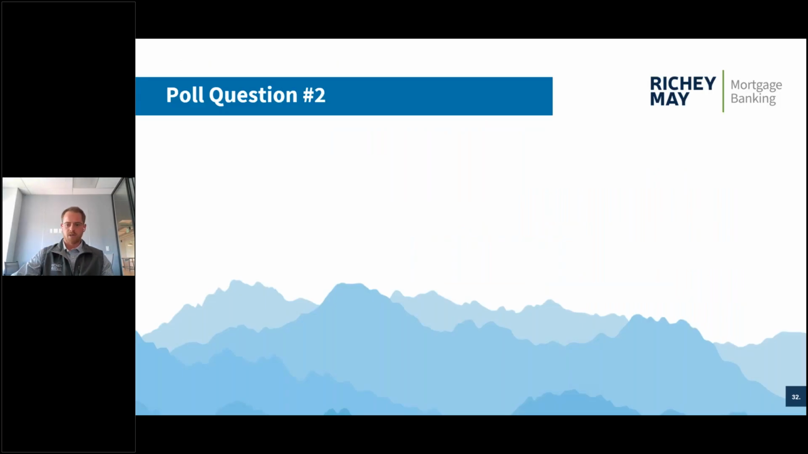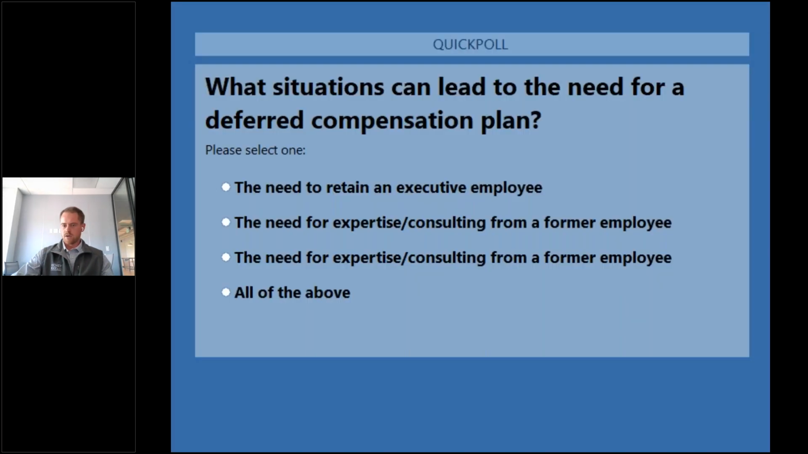Next, we're going to bring up CPE question number 2. This poll question reads, what situations can lead to the need for a deferred compensation plan? Answer A is going to be the need to retain an executive employee. B is going to be the need for expertise or consulting from a former employee after entering retirement. Option C is going to be the need for expertise or consulting from a former employee that is working at a new employer. Or option D is going to be all of the above.